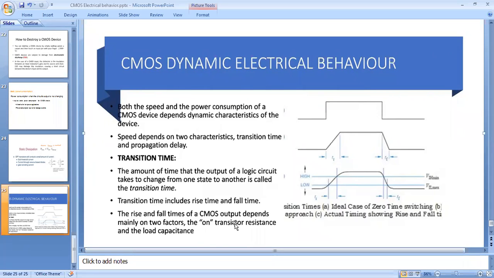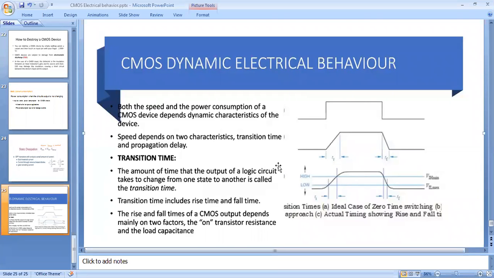CMOS is always a combination of PMOS and NMOS. Depending upon the input voltage applied, one transistor goes to off and another transistor goes to on. So totally the rise time and fall time mainly depends on transistor resistance and the load capacitance. Load capacitance means the capacitance connected at the output side. So depending upon these two parameters, the rise time and fall time of CMOS depends.